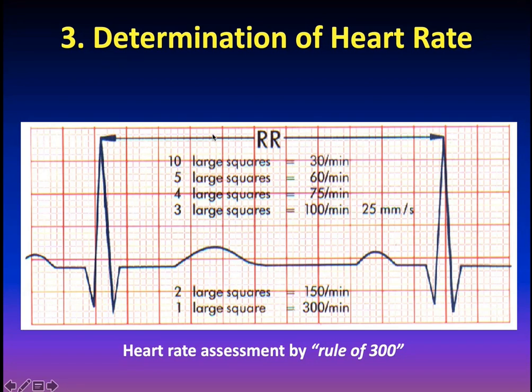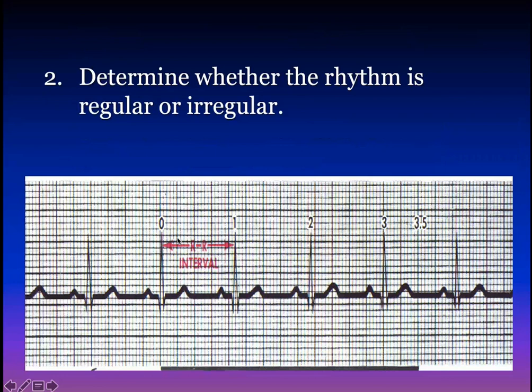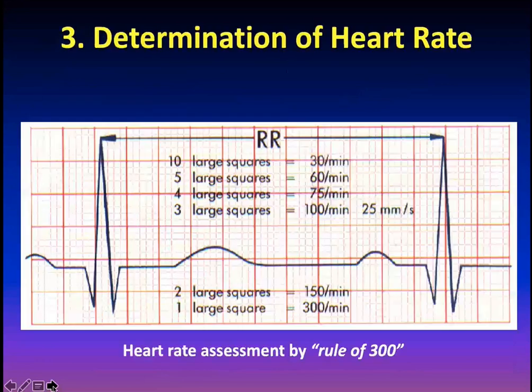If the square is, for example, I go back to my previous example, the heart rate of this is 1, 2, 3, 4. So this is 4 squares. So the rough estimate of the heart rate is 75. That is only for adult, because in adult, the normal heart rate is 60 to 100.